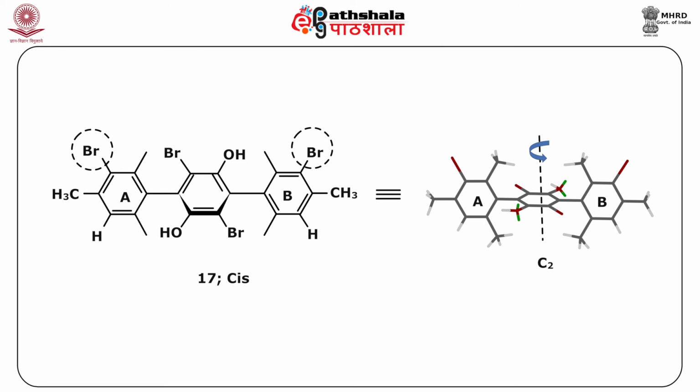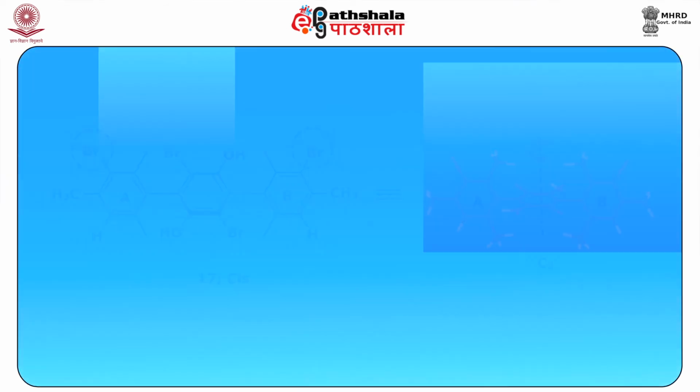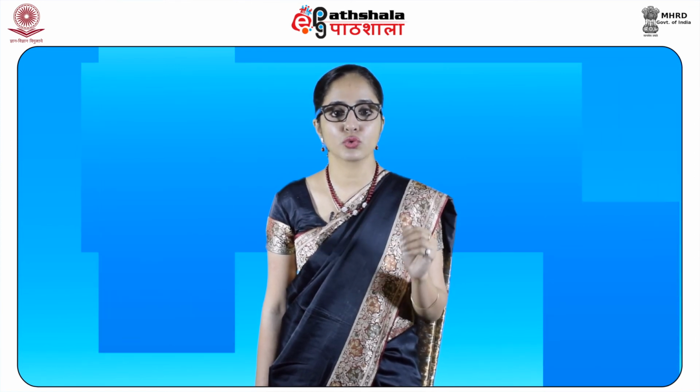Molecule number 17, as you can see here, is cis, where both bromides on phenyl ring A and ring B are on the same side. The molecule is C2 symmetric, as you can observe, and also resolvable. One chiral axis passes through ring A and the middle ring of the biaryl, and another chiral axis passes through ring B and the middle ring. The cis molecule has 2 chiral axes, so it will have enantiomers as well as diastereomers. Diastereomers, students, are molecules which are not related as mirror images.